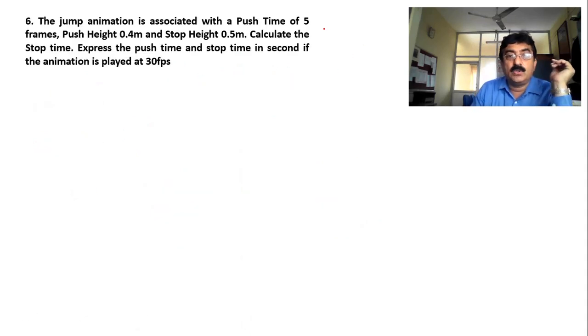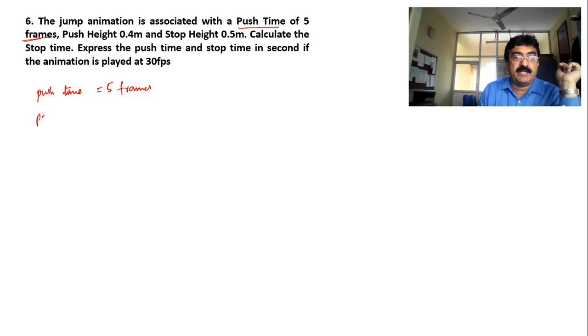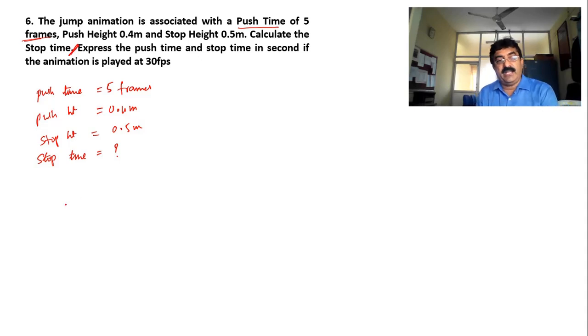Jump animation is associated with push time 5 frames. See, the time is not given in terms of second or minute, but in terms of frames. Okay, anyway, push time is given as 5 frames. Next, what is given? Push height is given as 0.4 meter. Stop height is also given, it is 0.5 meter. I want stop time. So there are two parts. Only first part I explained so far. Second part I will take up later on.